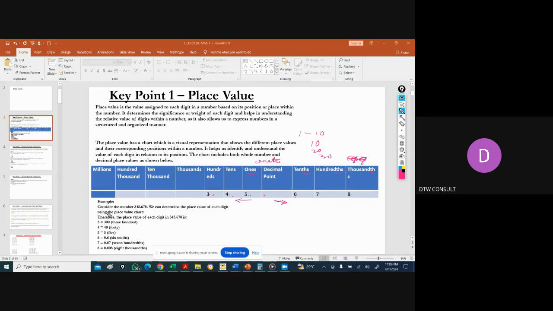All right. So that's why you see this. It says, consider the number this. We can determine the place value of each digit using the place value chart. Therefore, the value placed on each digit is, for 3, here it is 300. For 4, which is the tens value, is 40. For ones, that's this 5, is 5, because it's just ones. Then for your 6, it is 0.6, that's 6/10. Then for your 7, is what, 7/100, that's 0.07. And for your 8, is what, 8/1000. All right? So this is how you find the value of each digit in a number.